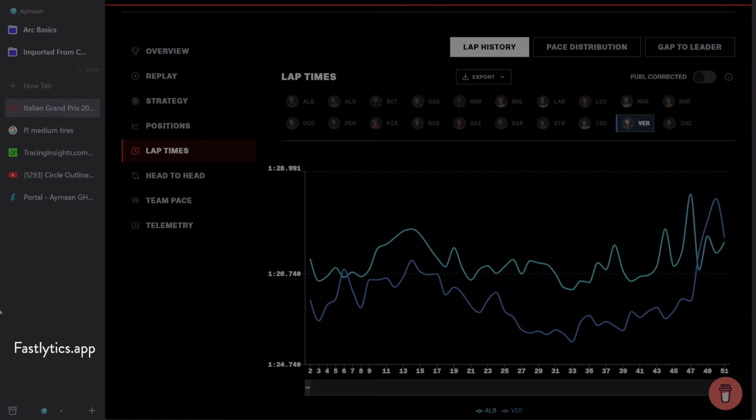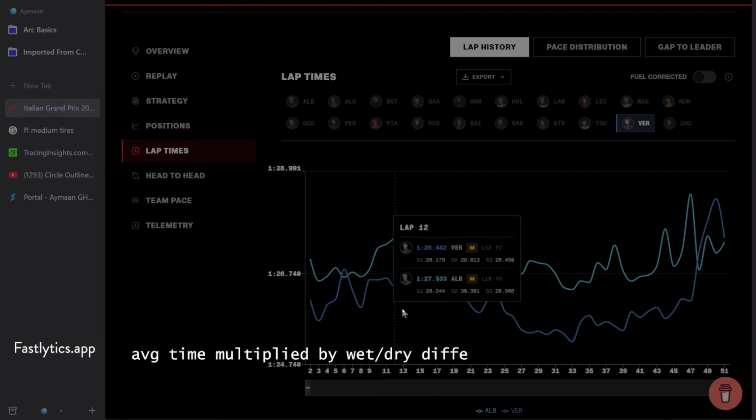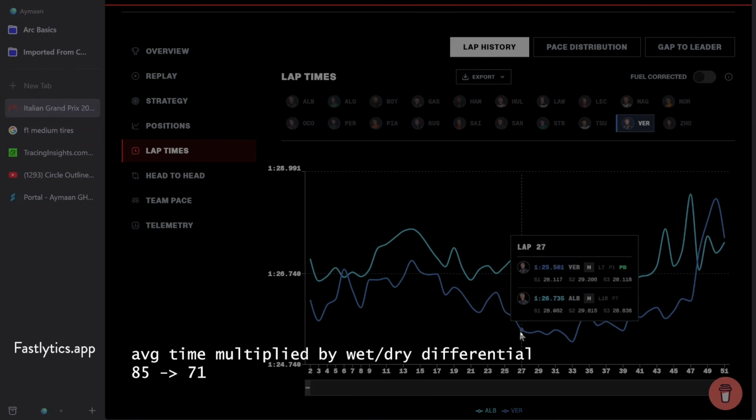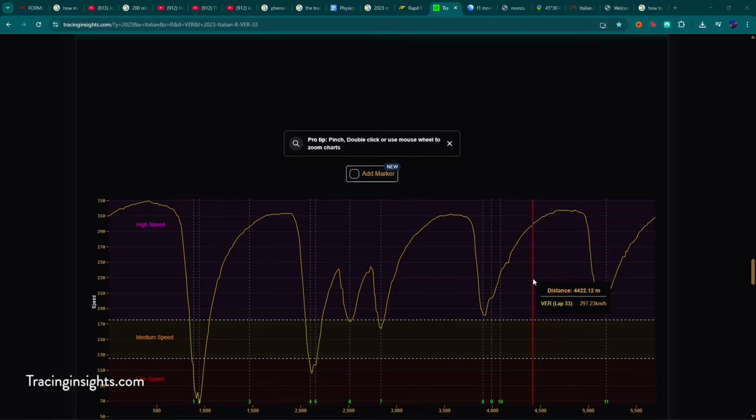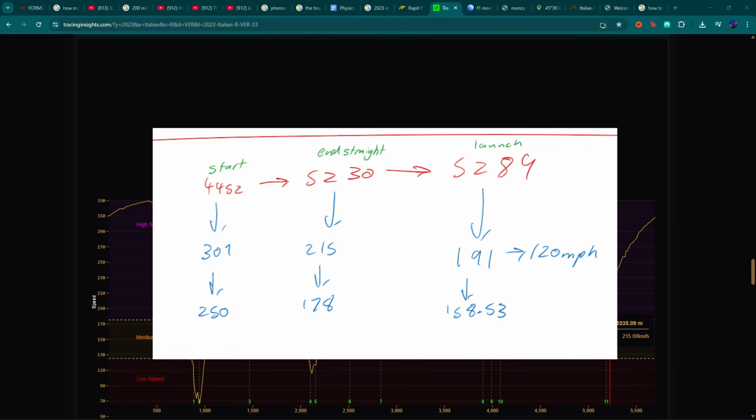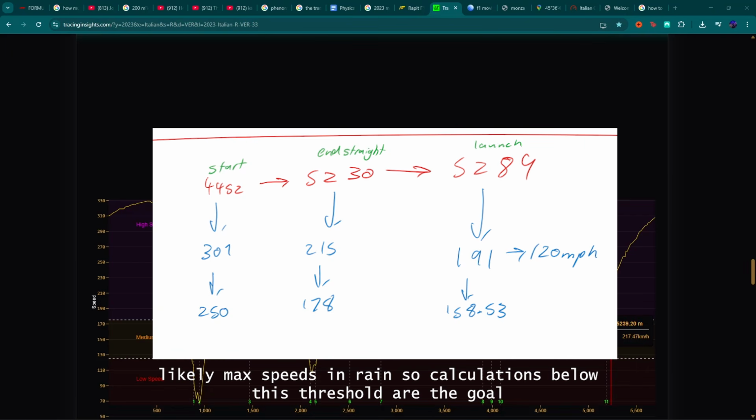Adjusted for a 1.02 second increase in speed between generations, we get a speed differential of 83% between wet and dry races. As stated before, the scene concerns 2023 regulation cars, so using Verstappen's time at the real Monza race, we get a time of 71 seconds. Using tracinginsights.com, we can find his instantaneous velocity at 4,452 meters, 5,230 meters, and 5,289 meters. Adjusted, we get 250, 178, and 158 kilometers per hour. I'm not going to bore you with any more details, so let's get into the fun stuff.